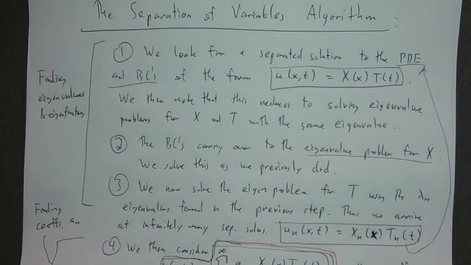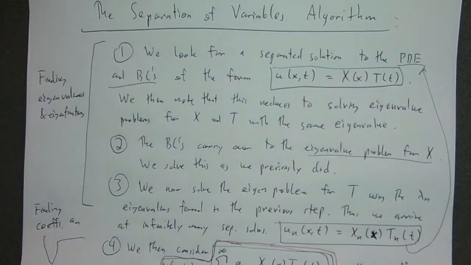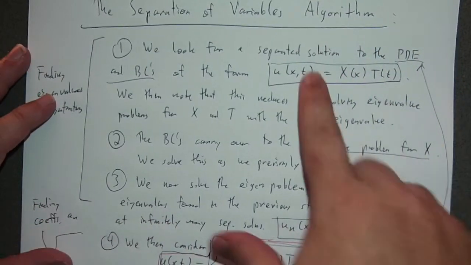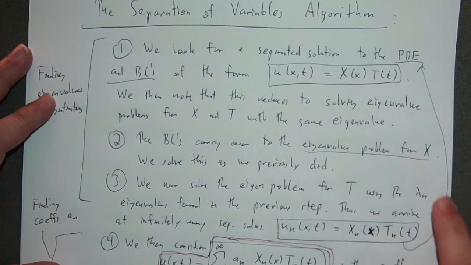Now, we've assumed that we're doing this for a 1D PDE, so one spatial dimension. But we'll see later how this approach can be adapted to any number of spatial dimensions. It's crucial to understand it in this case first, just to make it a little simpler. And so we seek a separated solution of this form: function of x times function of t.